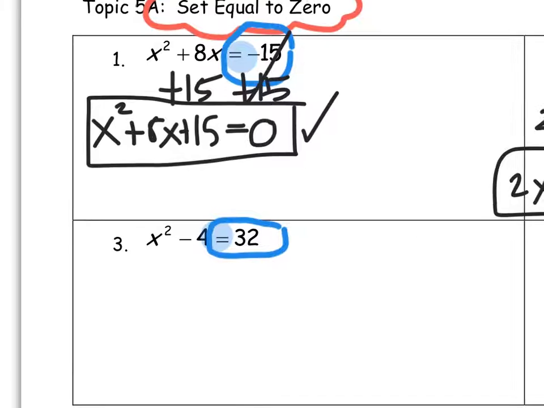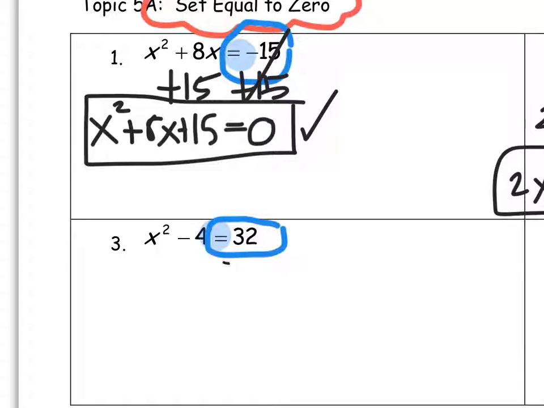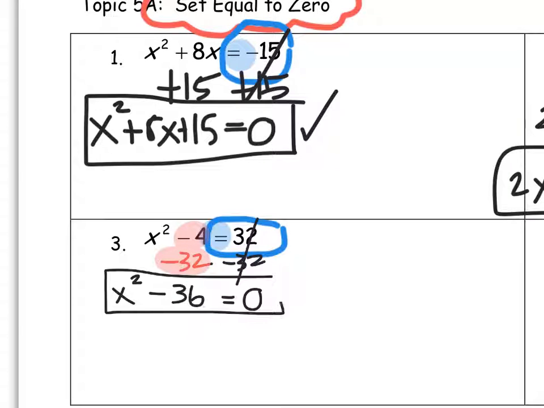I am equal to positive 32. To get rid of that, I need to subtract 32 from both sides of my equation. I get 0 on the right, equal sign. And now I actually have like terms here. Negative 4 and negative 32 are like terms. So I'm going to combine them. I'll get x squared minus 36 equals 0.